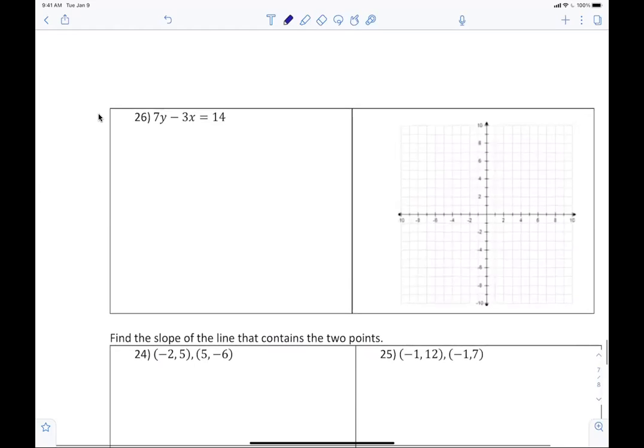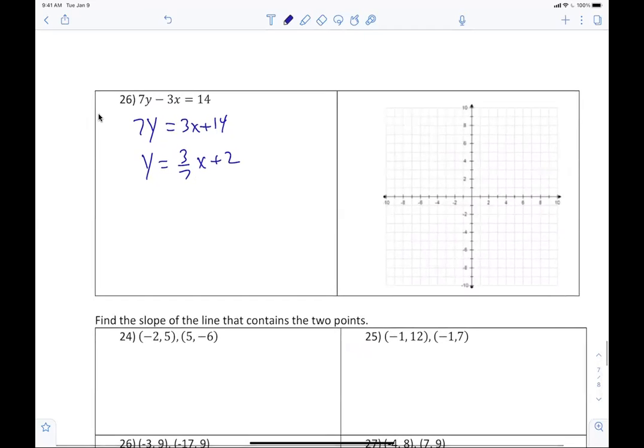So you would add 3x on the other side, so 3x plus 14 equals 7y. Good. And then you would divide 7 on each side. So it'd be 3/7x plus 2. I would prefer you write 3/7x plus 2, even though it doesn't matter. Then what? You'd go up 2, and then up 3 and right 7. Perfect.